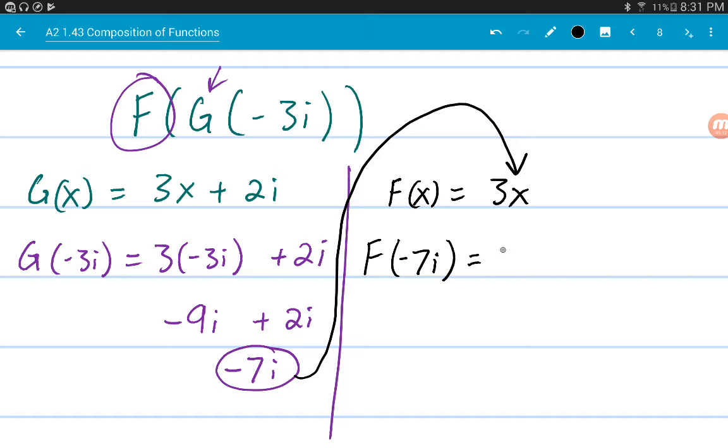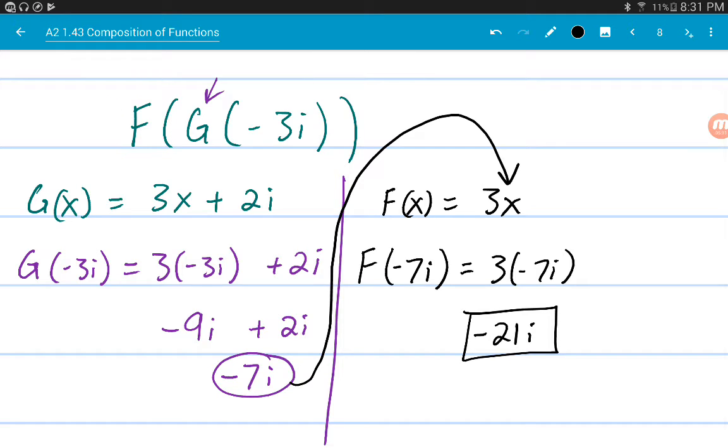So replace the x with a negative 7i, do a little substitution. So that became that. And I get negative 21i. Process with g, that input becomes an output, and then that's put into f, and process that, and we get our final answer.